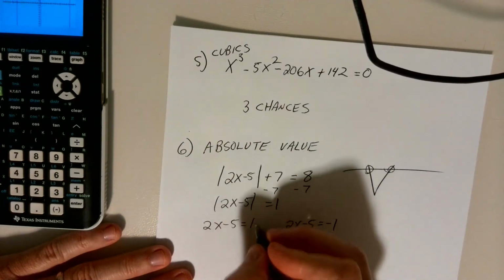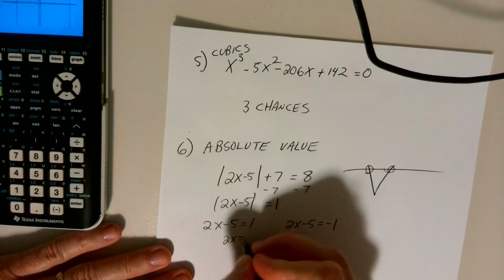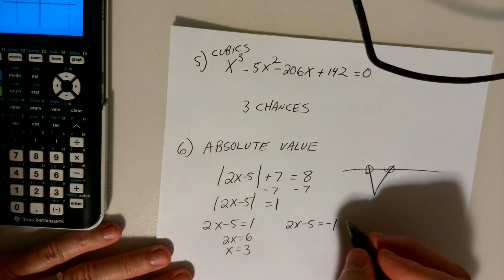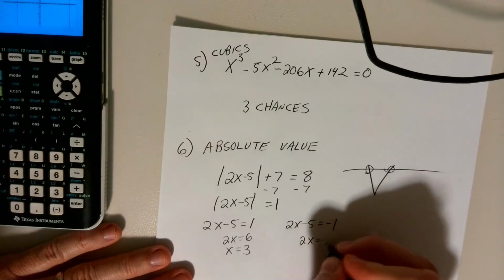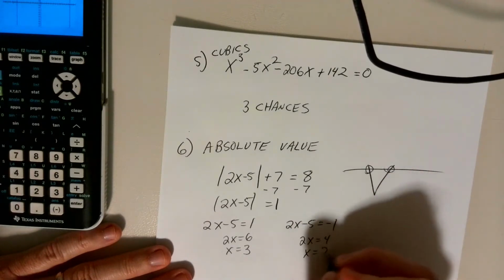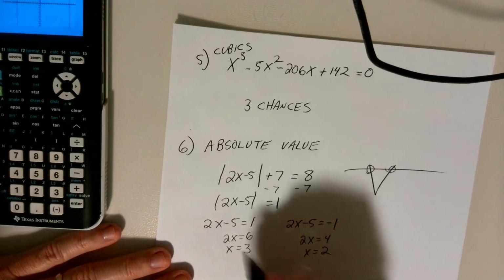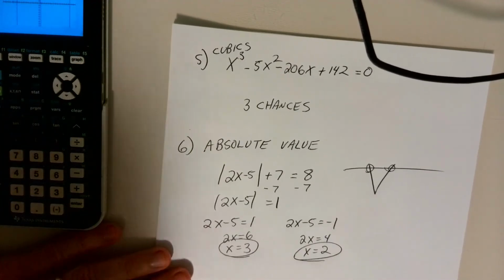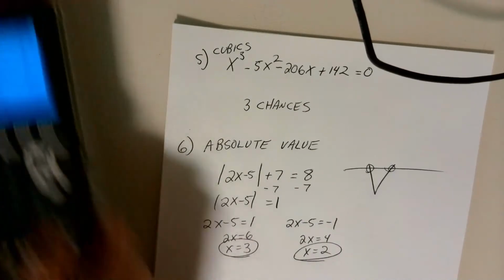So here we go. I add 5 to the other side. I get 2x equals 6 and x equals 3. And over here, I add 5 to the other side. I get 2x equals 4, and then x equals 2 when I'm dividing by 2. So my two solutions are 3 and 2. And now I'm going to show you on the graphing calculator how to get both 3 and 2.